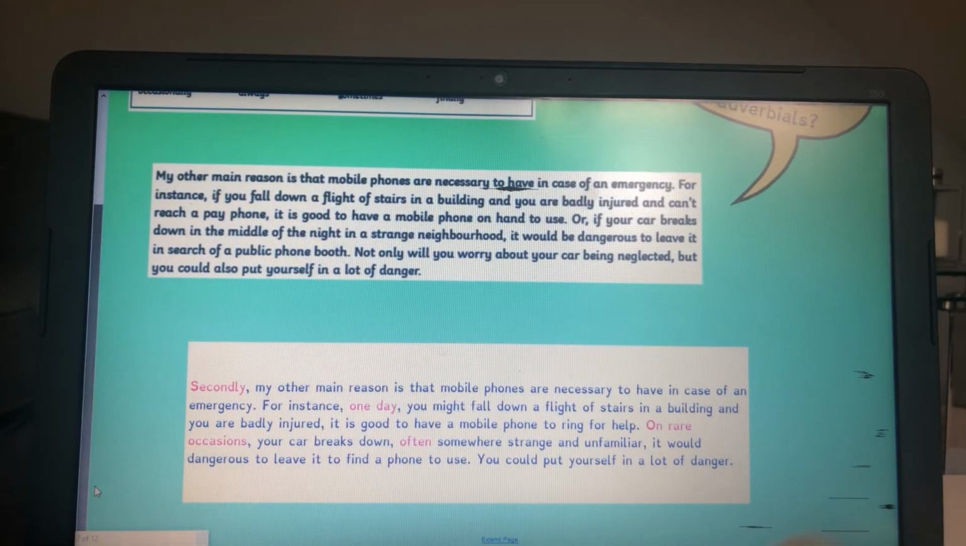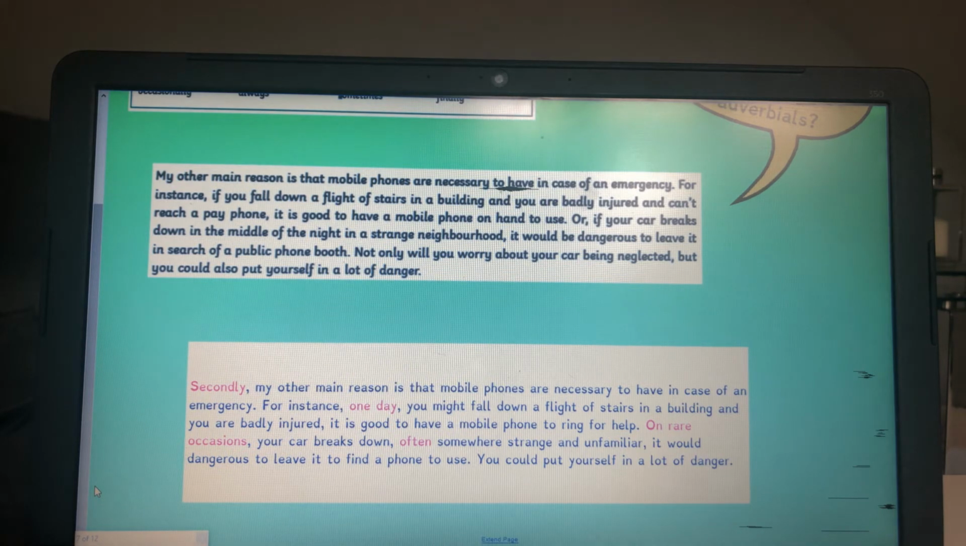So here's my slightly improved version. I've put the time adverbials in pink. Secondly, my other main reason is that mobile phones are necessary to have in case of an emergency. For instance, one day you might fall down a flight of stairs in a building and you are badly injured. It is good to have a mobile phone to ring for help. On rare occasions, your car breaks down, often somewhere strange and unfamiliar. It would be dangerous to leave it to find a phone to use. You could put yourself in a lot of danger.